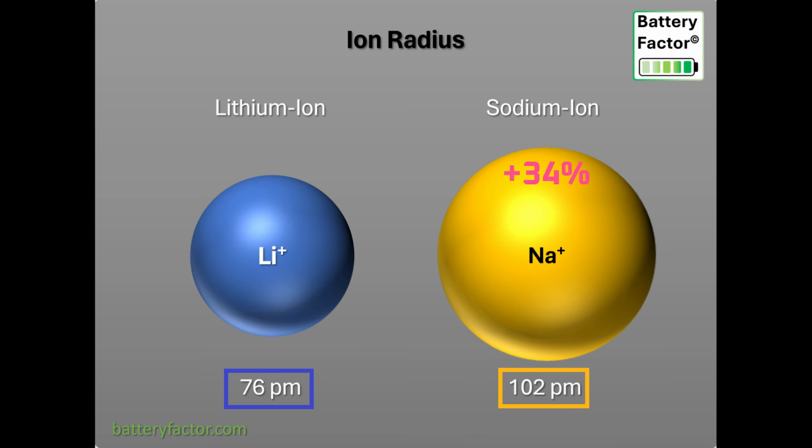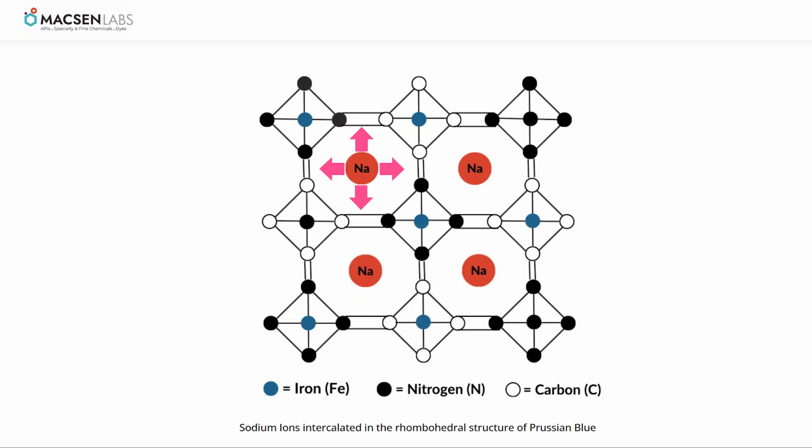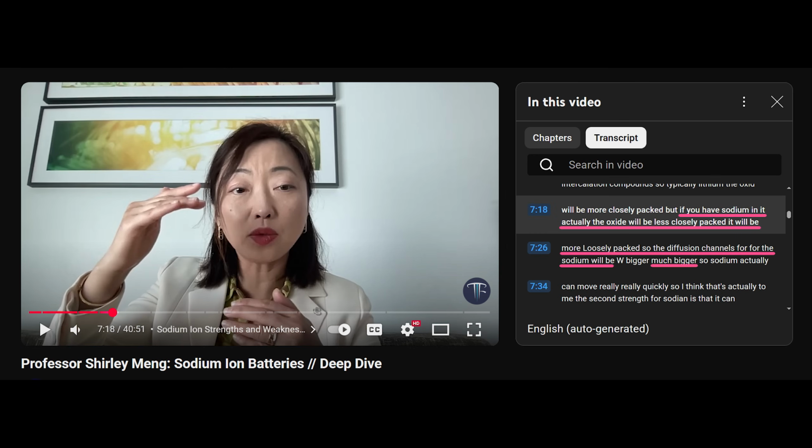Interestingly, that doesn't mean the crystal structure needs to be 34% larger to hold the same number of sodium ions. That's because the sodium ions only make up a small fraction of the crystal structure. With that said, due to the way that sodium ions form bonds within the cathode structure, most sodium-ion cathode materials end up being disproportionately large for the size of the sodium ions. Or, as Shirley Meng described it in my interview with her, the sodium ions are packed more loosely within the host cathode crystal structure. I highly recommend that video, and I'll link it in the description.